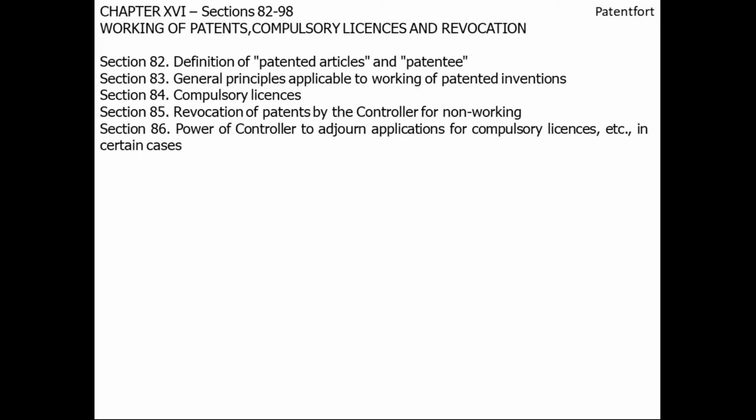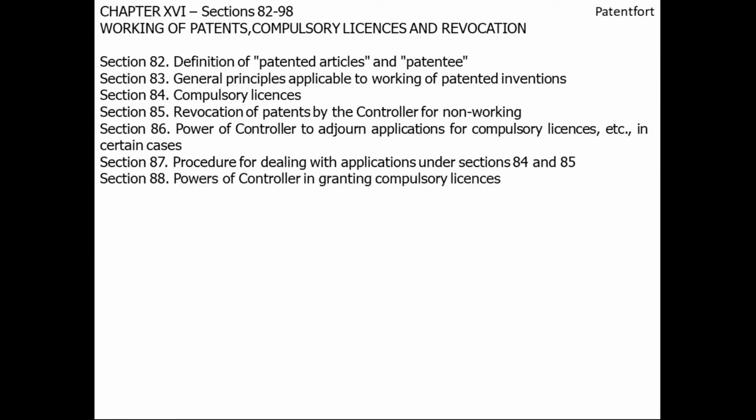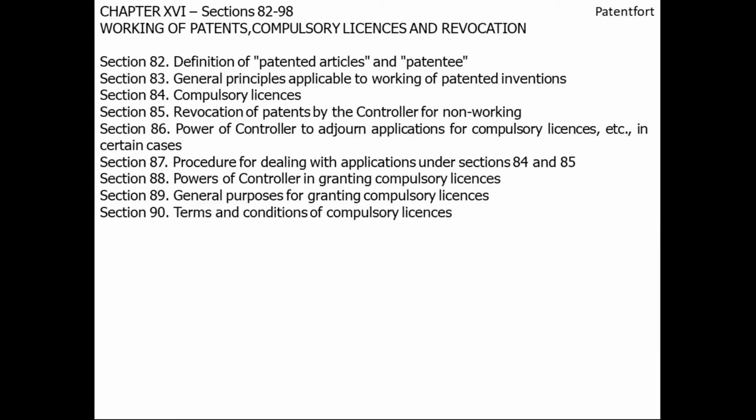Section 86. Power of controller to adjourn application for compulsory licenses etc. in certain cases. Section 87. Procedure for dealing with application under section 84 and 85. Section 88. Power of controller in granting compulsory licenses. Section 89. General purpose for granting compulsory licenses.